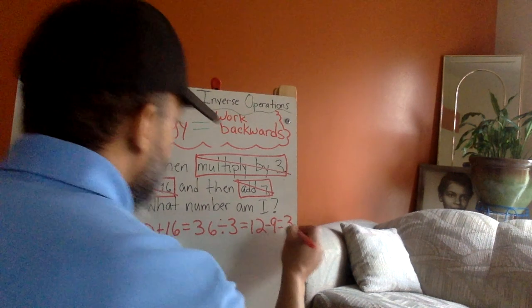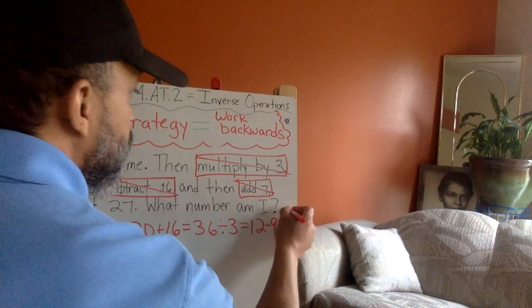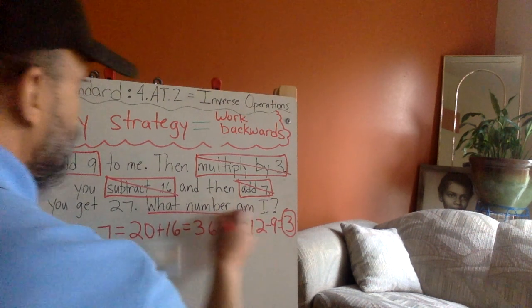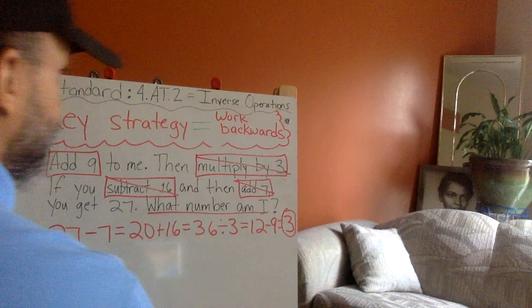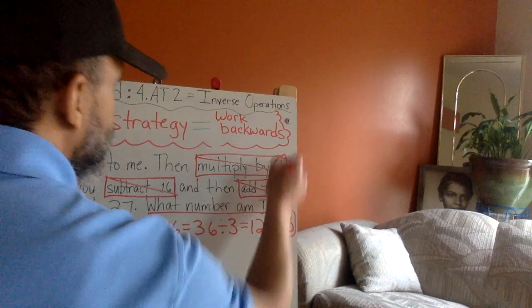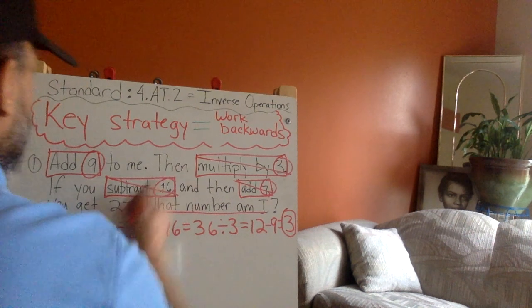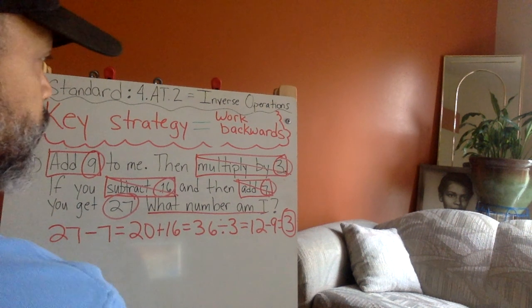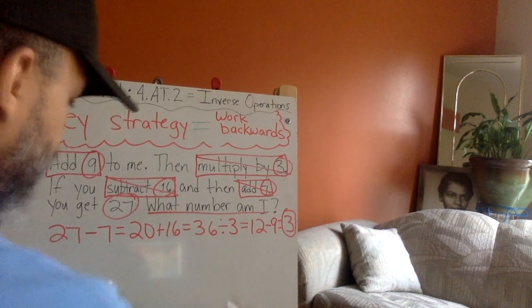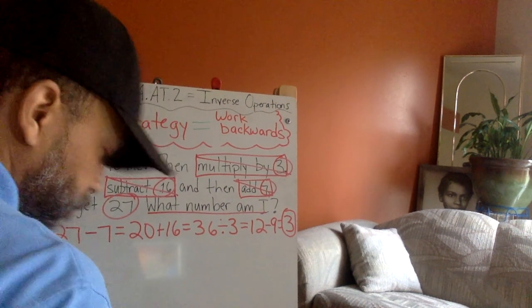You're exactly right. So our first answer to our first problem is 3. What number am I? 3. Okay? And as you see, I used the cubes method. You remember that. I know you do. All right. Now, it's your turn.